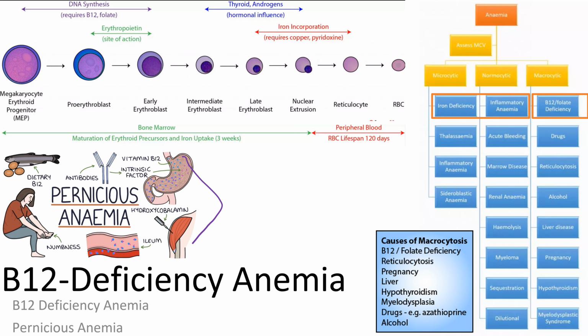So pernicious anemia is a subset of B12. It's a type of B12 deficiency anemia. It's just one of the many causes of B12 deficiency.